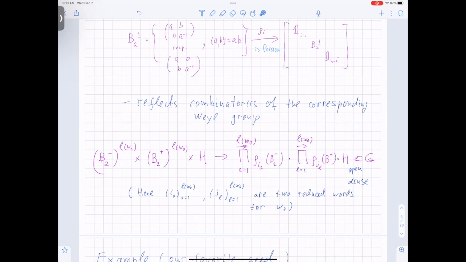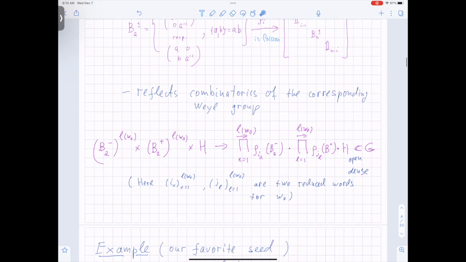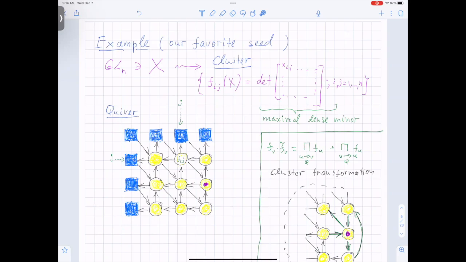So I'm using the word seed here, due to Fomin and Zelevinsky. So this cluster algebra is generated by all these functions, they grow from seeds. A seed is a collection of functions, this initial coordinate chart, and then additional data, which tells you how to transform them, is encoded in a quiver, in just a directed graph. So maybe let me go through this slowly.